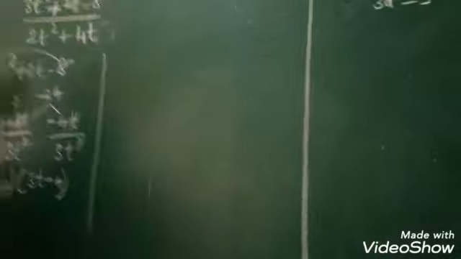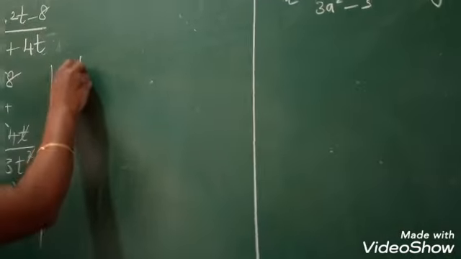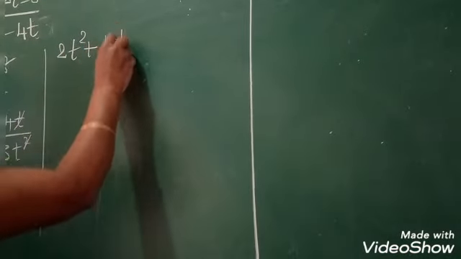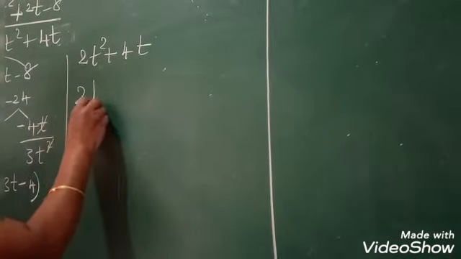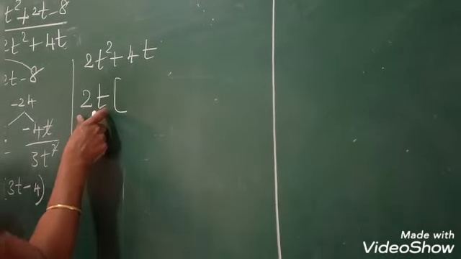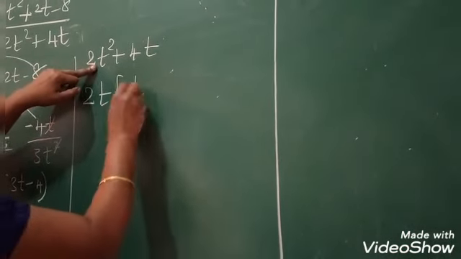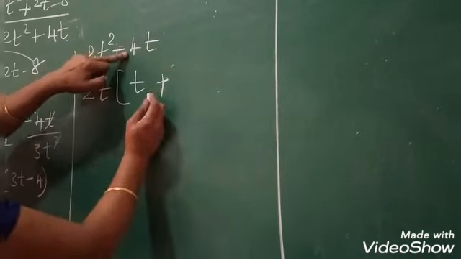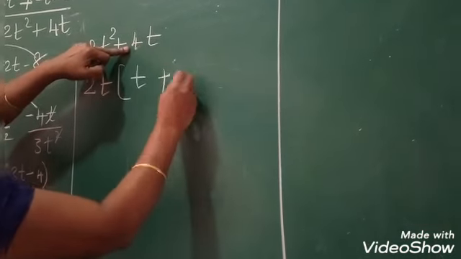Then next one, see the denominator. What is the denominator here? 2t squared plus 4t. So I am going to take 2t outside as common. Common 2t means 2 taken, 1 t taken, the remaining is t. Here 4, 2 taken, t also taken, the remaining is 4.